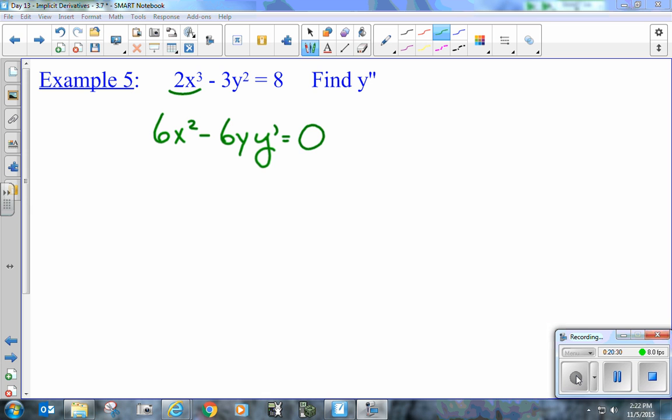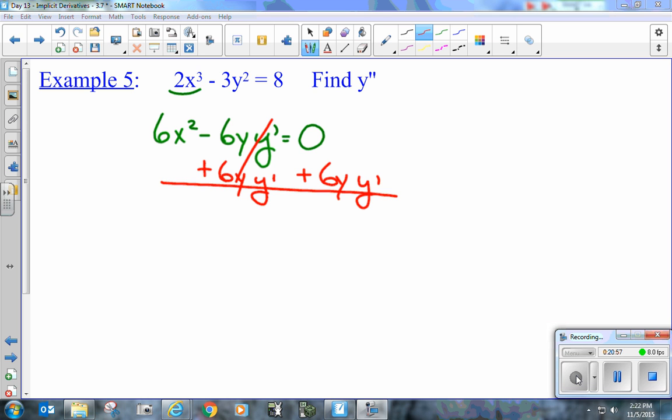I have to get y prime alone because I have to solve for y prime. I haven't found the first derivative yet. I haven't gotten y prime alone. Okay, what do I do there? Let's add. Well, you could have subtracted 6x squared and gotten the same thing. If I add, I just like working with positives.